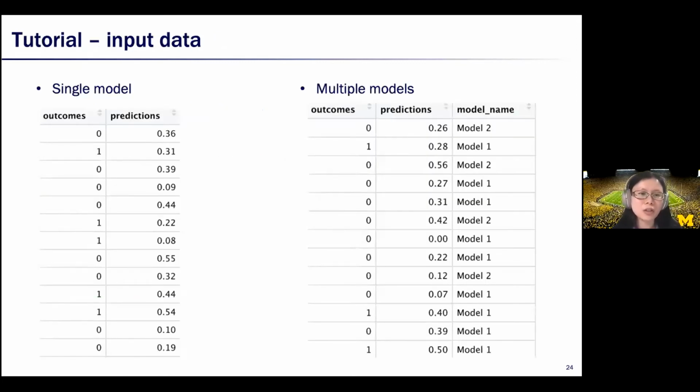For this package, the input data we require is very simple. If you are just looking at a single model, you just supply two columns. One column is the true labels of your data, and the other column is the predictions given by your algorithm. And you can also compare different models. The only thing you need to add is another column indicating which model it belongs to. These two are also screenshots of our sample data provided in our package.